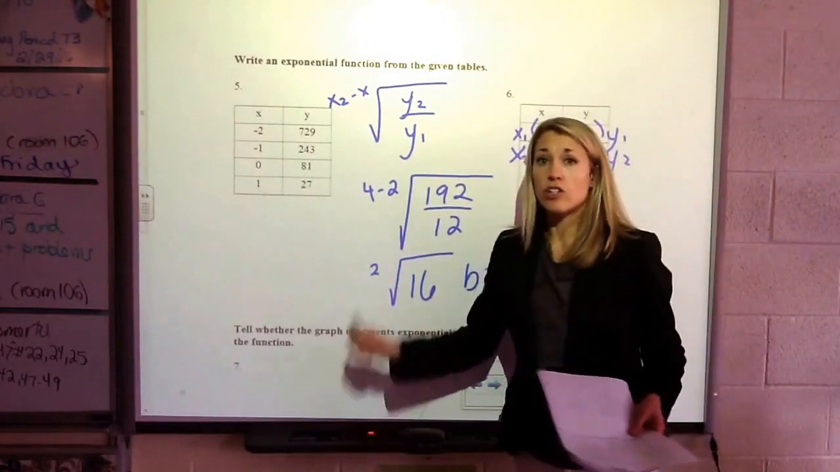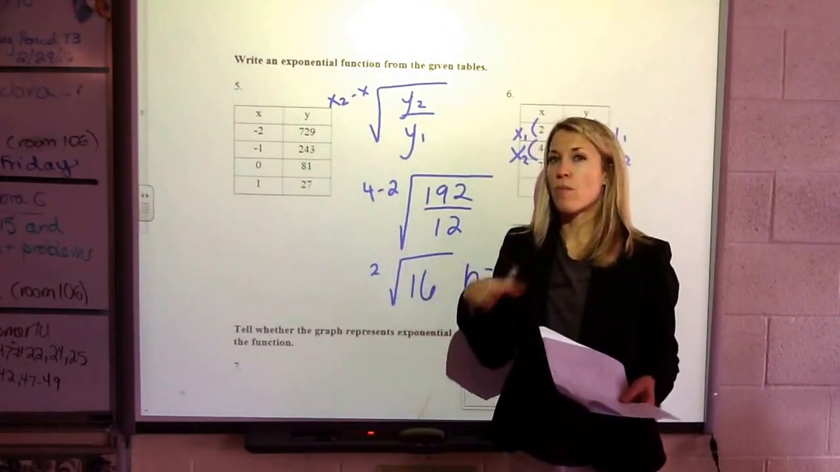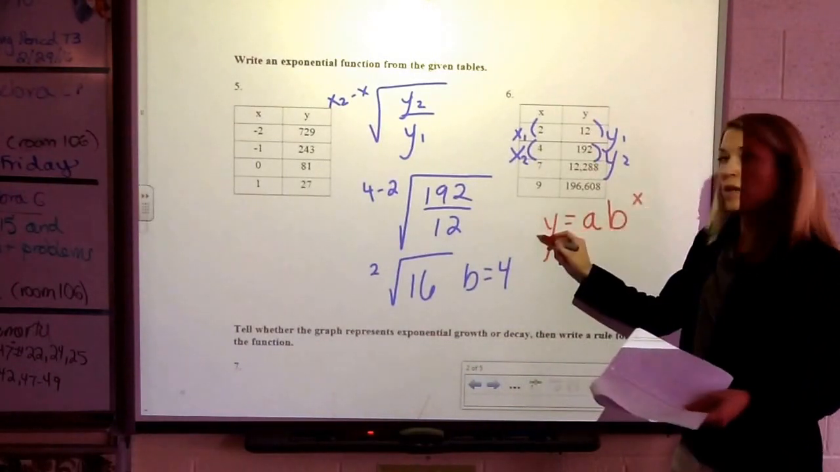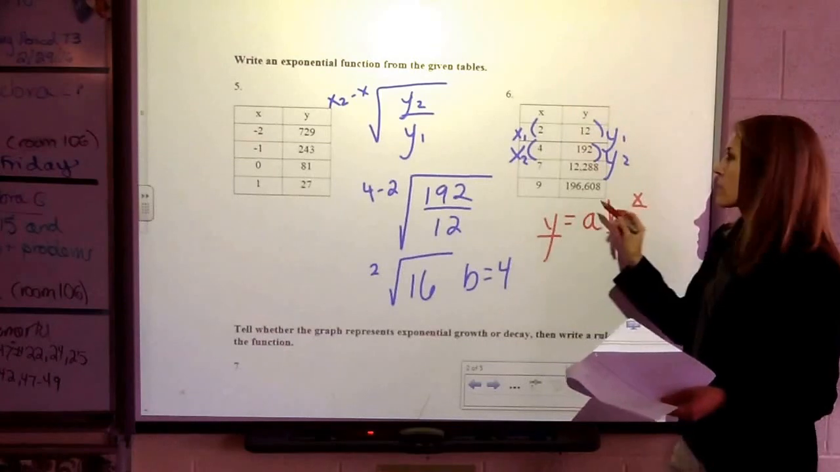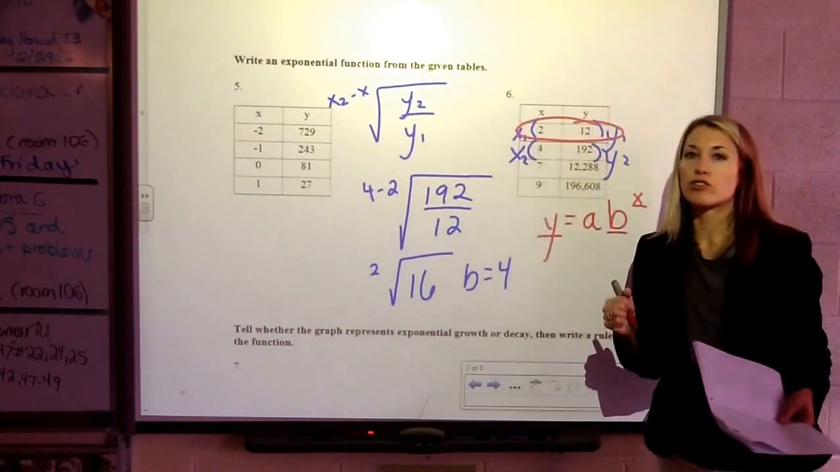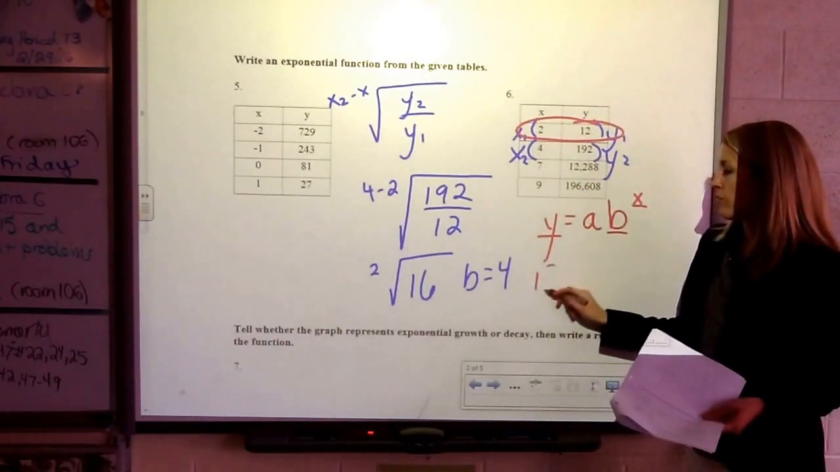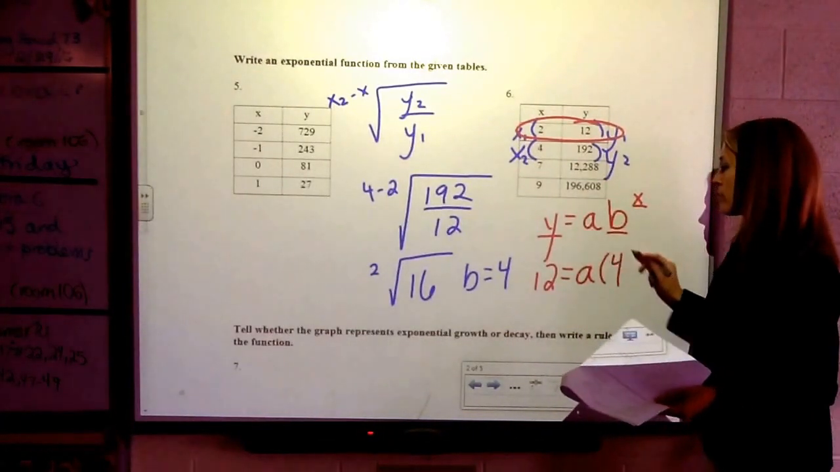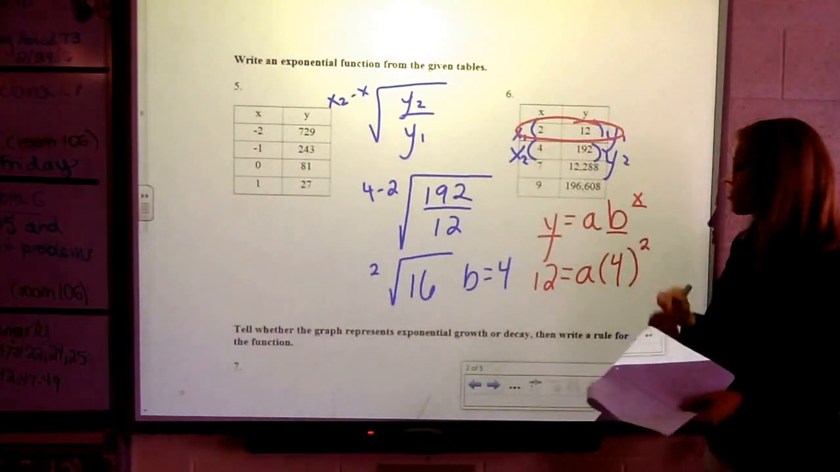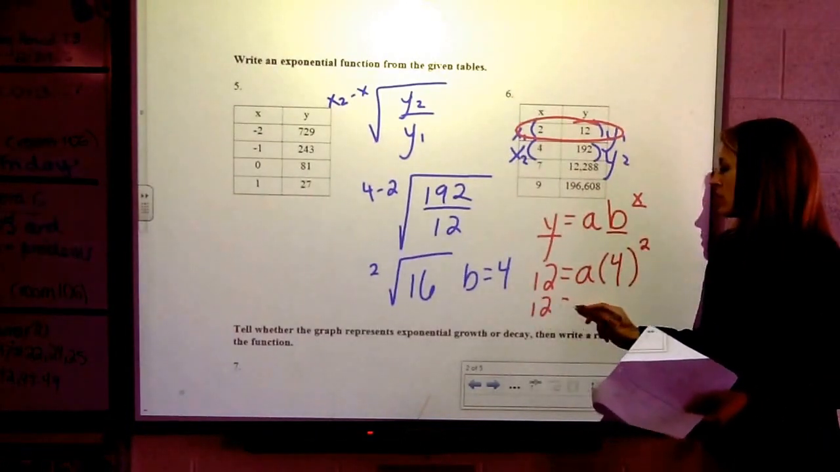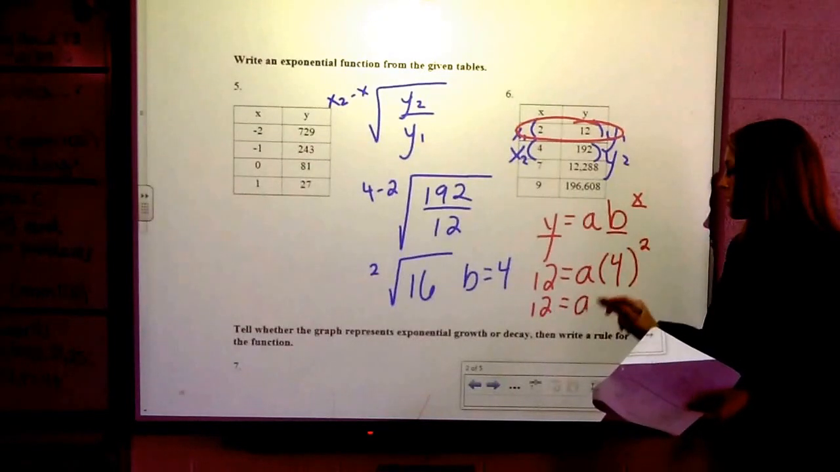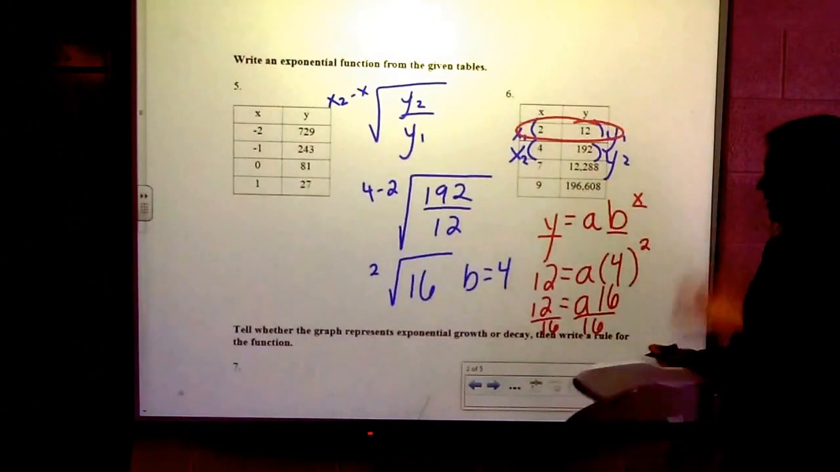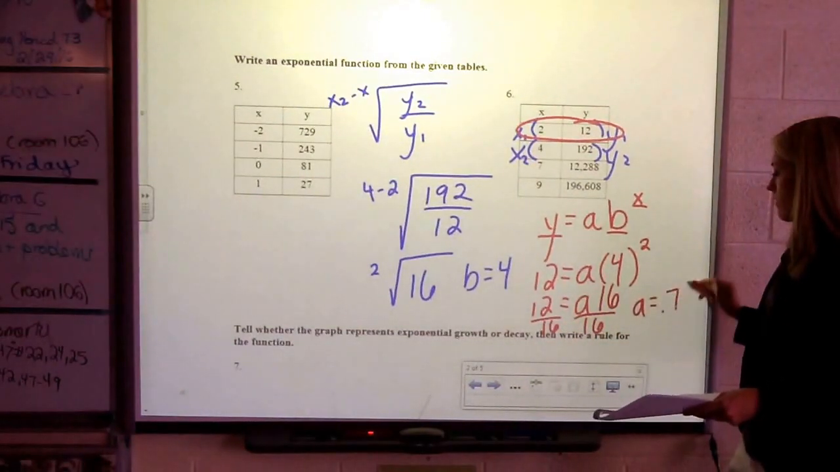Now to find a, we've actually done this a lot in the word problem, so it should come back to you. You take your equation. We're going to plug in y, b, and x. Now what we do is we have to pick an x and y, so I'm going to pick 2 and 12. Plug in 12 for y. A is what we're looking for. B we just found is 4. And x I'm going to plug in as 2. So I have to do 4 squared, which is 16, and divide by 16. And I get a to be 0.75.